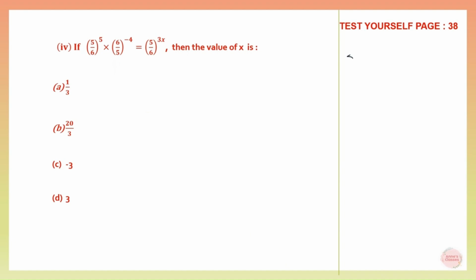So it will be (5/6), the first rational number remains the same, (5/6) raised to the power of 5 into, now here instead of (6/5), we can write (5/6) so that the power now becomes positive. So now the power is 4 and not minus 4. And this is equal to (5/6) raised to the power of 3x.